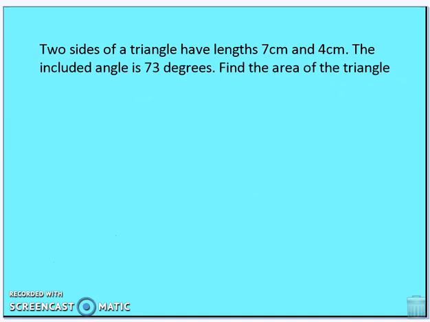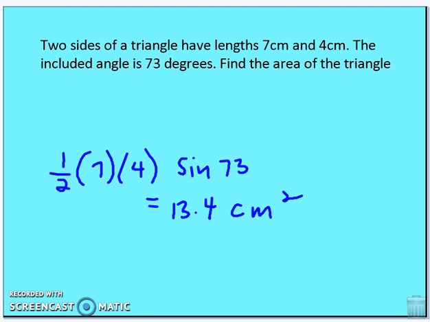All right, I'm going to give you some practice problems to work on, and then we'll go into an application problem, and then we'll talk about sectors and segments. Two sides of a triangle have lengths 7 centimeters and 4 centimeters. The included angle is 73 degrees. Find the area of the triangle. I'm going to pause here while you figure that out. All right, so 1/2 AB sine C, 1/2 times 7 times 4 times sine of 73 ends up being 13.4 centimeters squared.